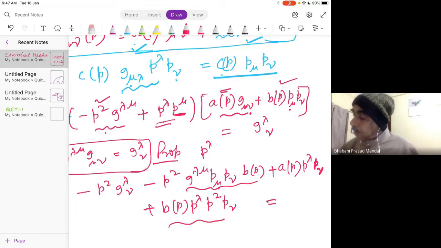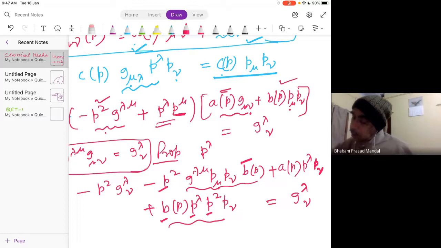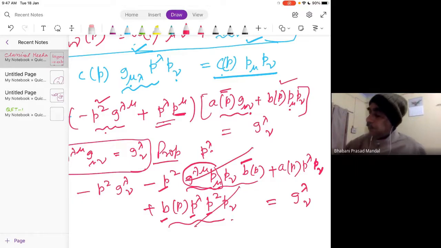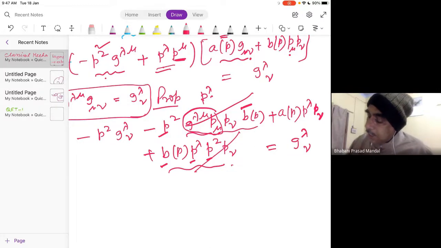The right-hand side is my g lambda nu. This term has a b, this has a b. This term has a p square, this term has a p square. This term has a p lambda; when you combine these two, it is p lambda. This term has a p nu, it is p nu. So this term will cancel with this term. So what do I remain with? P square g lambda nu, and the last term.